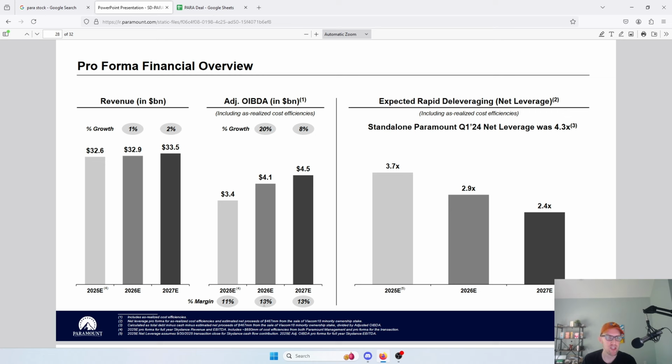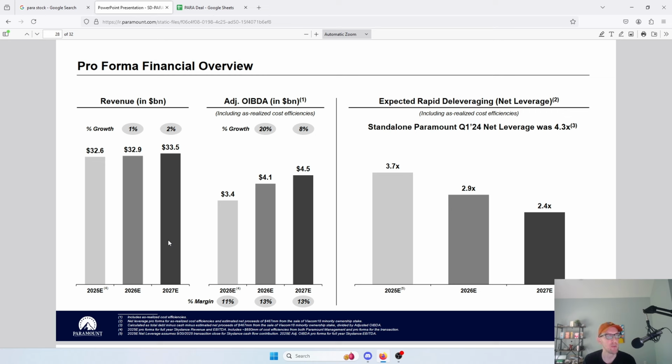Now, the question is always going to be, can they actually achieve this? When you think about what their business is right now, a lot of it is still linear. They focus so much on linear. They're losing money on direct-to-consumer, making money on linear. Linear is being pressured right now in a big way. The advertising business is hurting for all these companies.